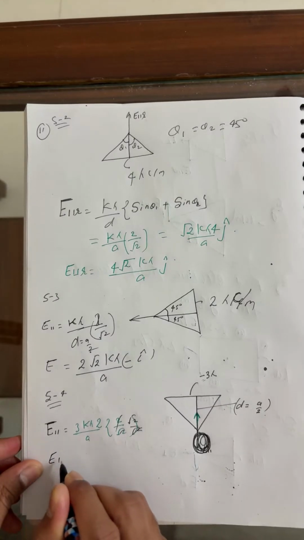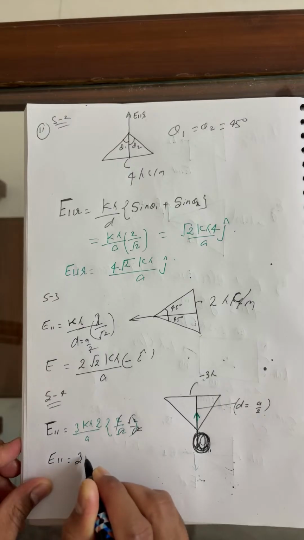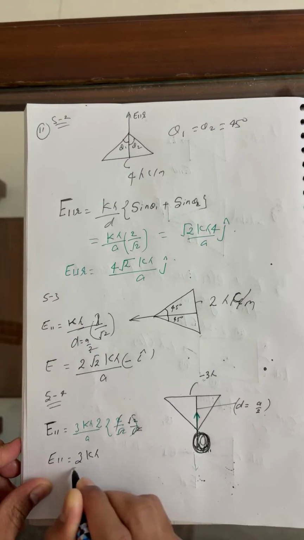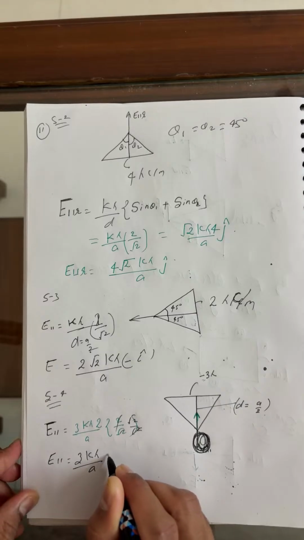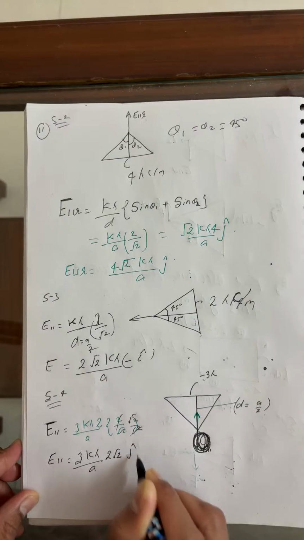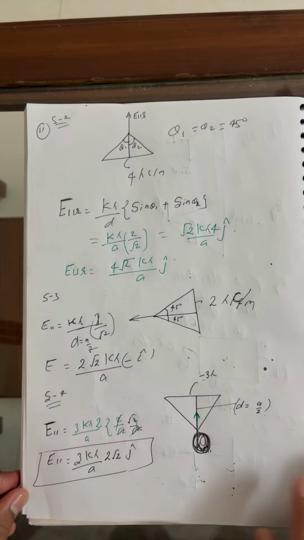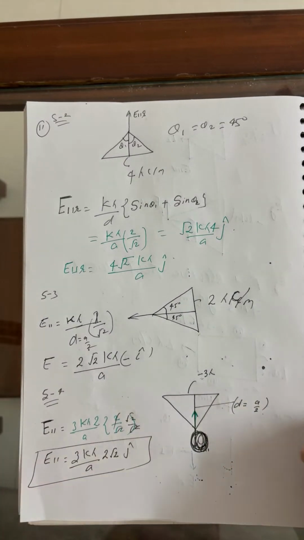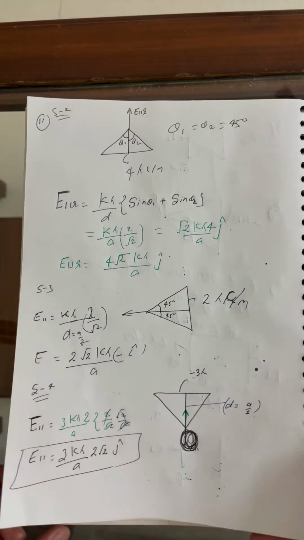So E perpendicular, finally you got 3k lambda by a. This is what, my dear? 2 root 2 plus secant. Simple, yes. We calculated all the data. Now, we wish to find the net electric field, my dear.